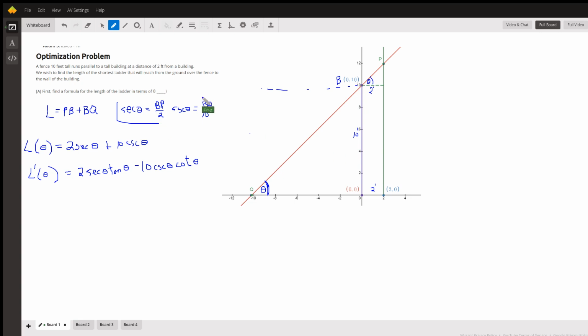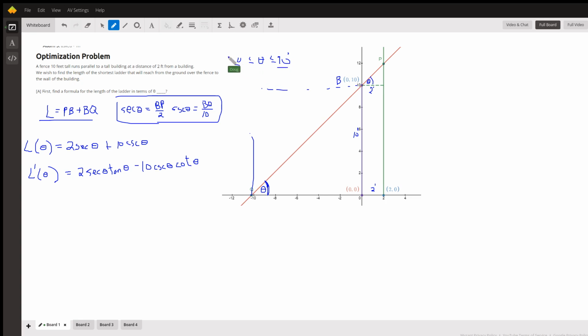So I can use these two relationships to rewrite and come up with a function for L depending on theta. L of theta, the length of the ladder, is equal to 2 secant theta, I solve for BP, plus 10 cosecant theta. We might make note of what happens when theta is equal to 0 or theta is equal to 90. We'll see this subsequently, that at the endpoints of this interval, where theta has to be between 0 and 90 degrees, the ladder is not short at the boundary points.